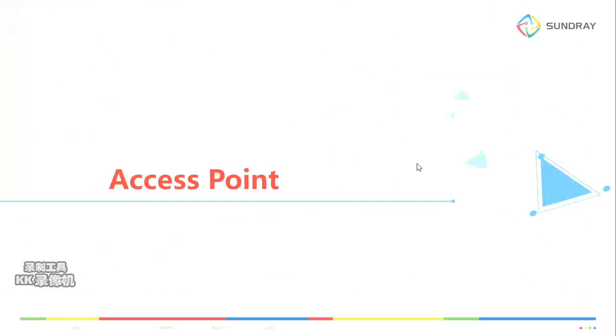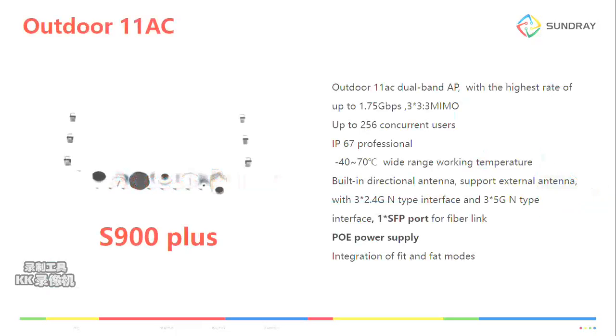The first part is the products introduction. The first one is the outdoor access point. For outdoor access points, the first one is the S100 Plus. This is what you just saw, the outdoor access point with 11AC protocol with the maximum transmission rate of 1.75 gigabit, and 3 streams MIMO, and the maximum concurrency is 256.